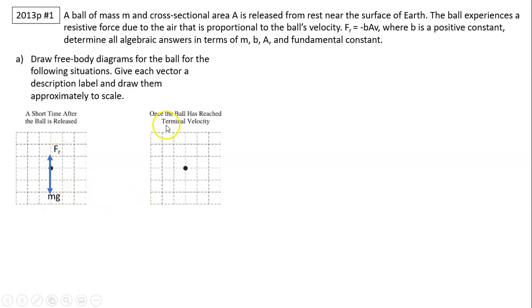mg is bigger. Once the ball has reached terminal velocity, this is the case when the net force on the ball is 0, when the two forces balance. So they should have the same length, Fr and mg.